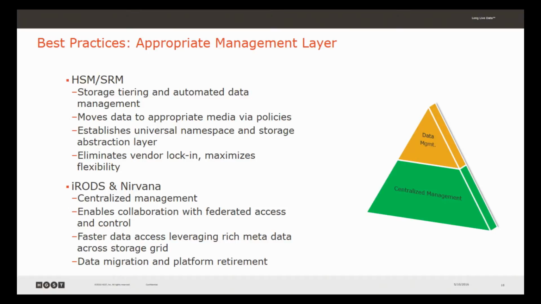But behind the scenes, it's doing data movement, policy applications, in some cases heuristics, applying a universal namespace that lets you treat your data the same no matter where it is, and ultimately is transparent to your end users. And it also gives you a tremendous amount of flexibility to eliminate vendor lock-in.